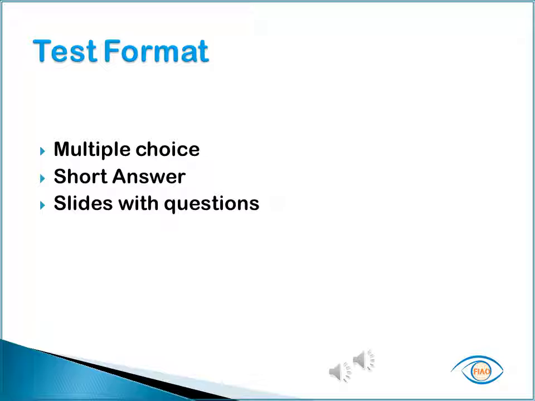As you can see, this test is broken into three parts: a multiple choice, a short answer, and some slides. Now, the multiple choice is somewhere between 50 and 60 multiple choice questions, and the reason I'm ambiguous about this is because we're constantly changing the test based on new information that's come up in terms of orthokeratology, corneal reshaping, and also based on your feedback.